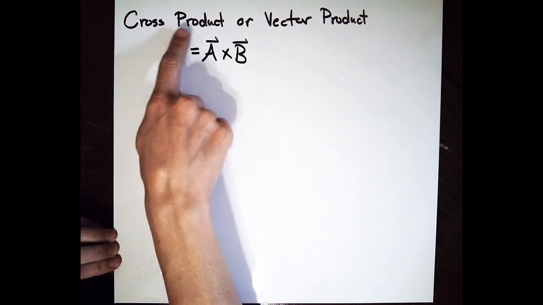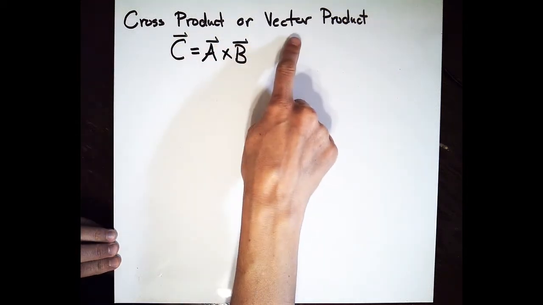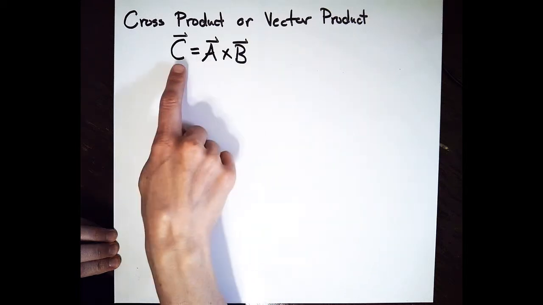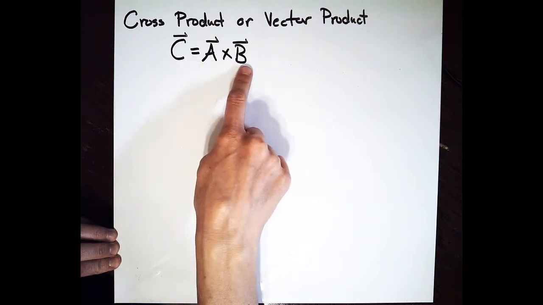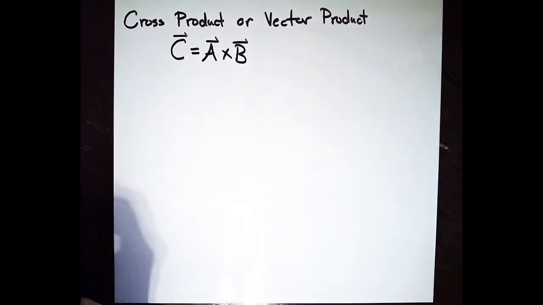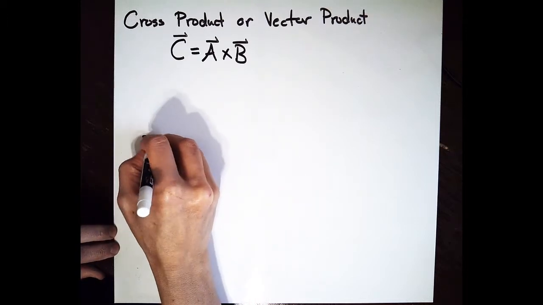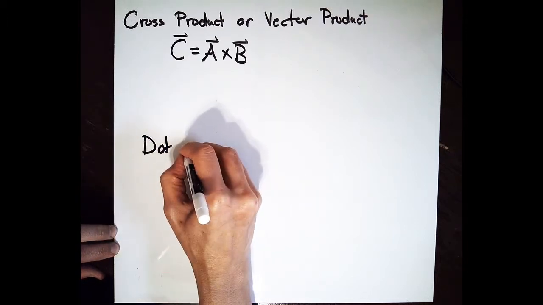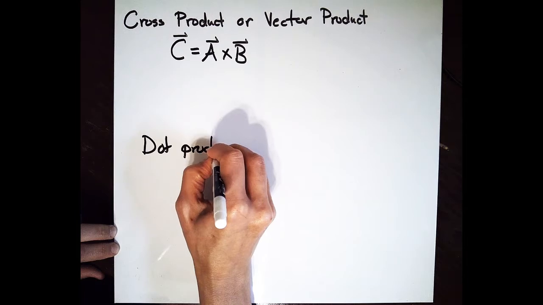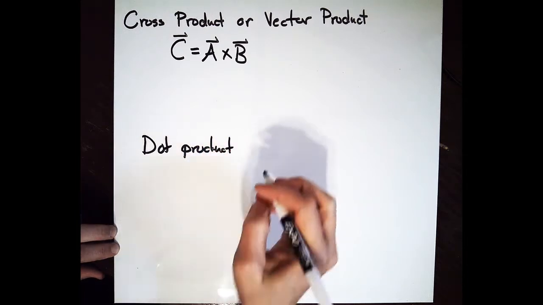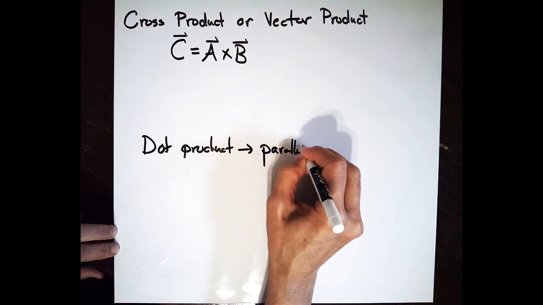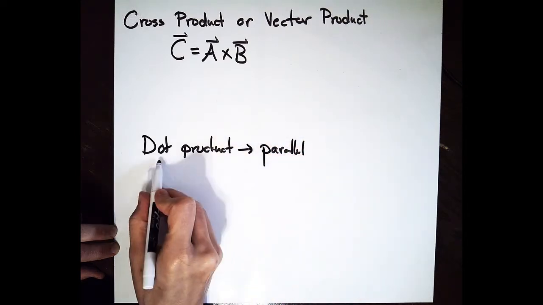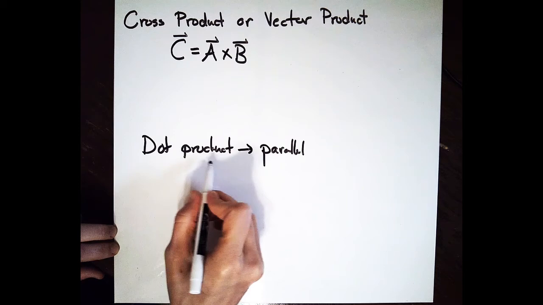Here's a quick introduction to the cross product, which is also known as the vector product. So here I've written down C, which is the vector that is the cross product of the vectors A and B. And I want to quickly remind you of the other way to multiply vectors, the dot or the scalar product. If you remember working with the dot product, what it was really doing was finding parallel or anti-parallel components of the vectors to create the dot product.